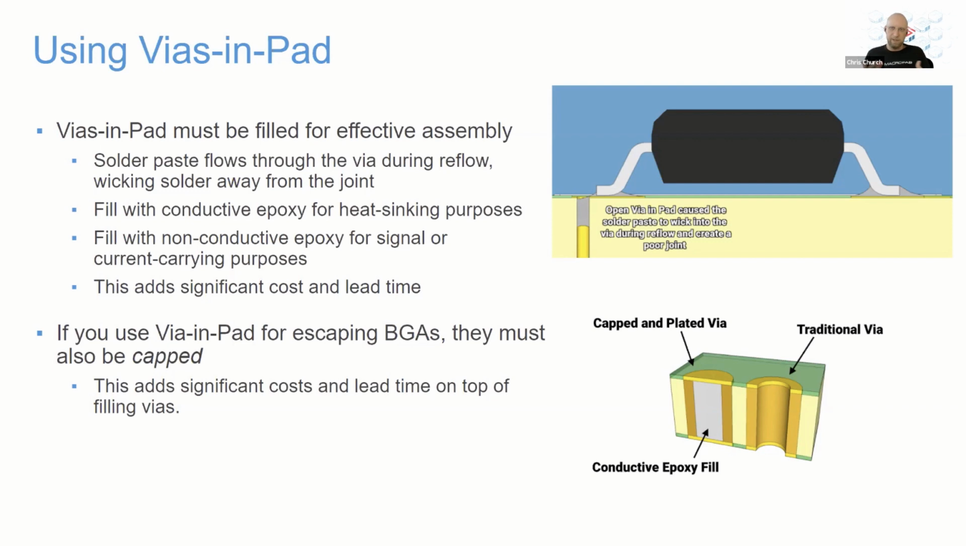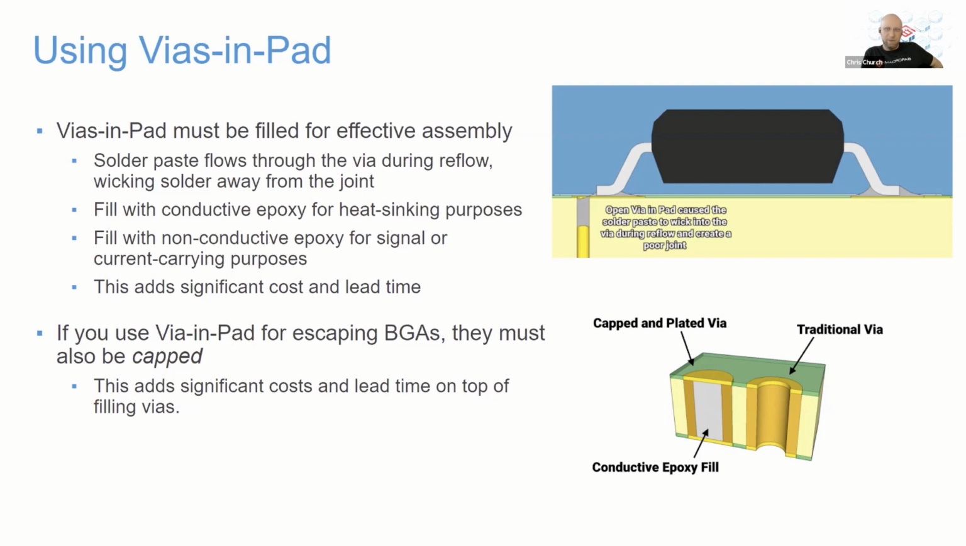And that's why I recommend typically if you're going to be doing a via in pad, if it's for signal carrying, use non-conductive epoxy fill. And if it's for heat carrying, use the conductive epoxy fill. Now, those are going to add cost. It is not cheap. You're going to typically add anywhere from 20 to 40% additional cost, depending on the complexity of your board, by doing those epoxy fills.